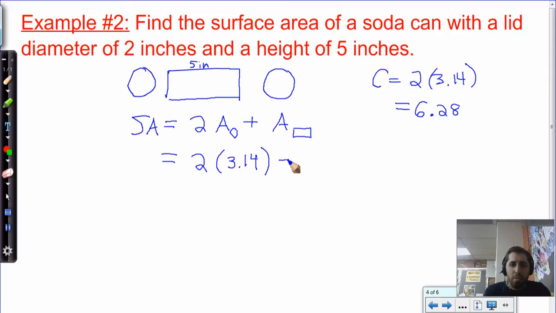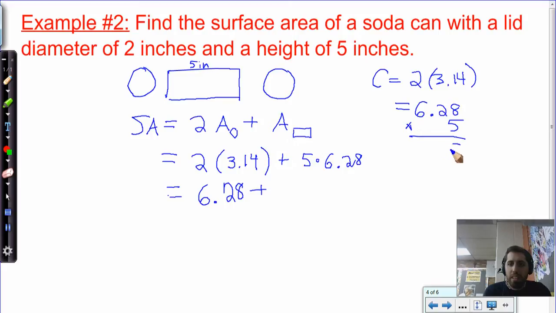So we need to do 2 times 3.14, and that would be the area of the circles combined, and then this rectangular portion is going to be the height, 5 inches, times 6.28. What do we get here? We get 6.28. Worked out nicely since we have just a diameter of 2 inches. And then we need to add whatever 5 times 6.28 is. So let's multiply this by 5. This will give us the area of the rectangular portion, or the height of the can.